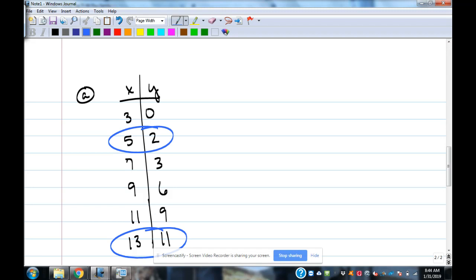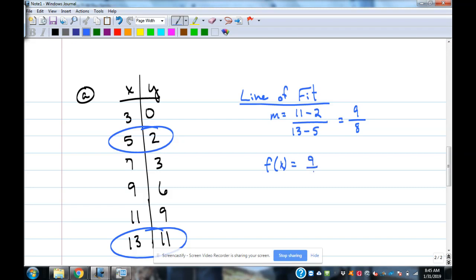Okay. So in order to write the equation of the line, so we're going to find the line of fit. If I'm going to use those 2 ordered pairs, what do I have to find first? Slope. So 11 minus 2 over 13 minus 5. 9 over 8. Okay. So f of x is equal to 9 over 8 x plus b.